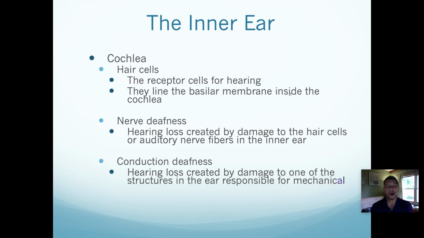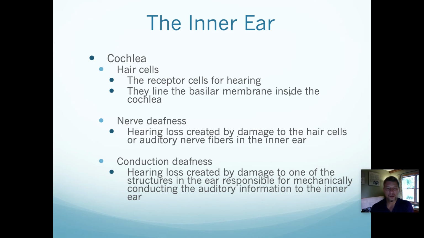Now, issues with the ear include nerve deafness and conduction deafness, which is difficulty in hearing. Nerve deafness is caused by damage to the hair cells inside the cochlea, or to the actual auditory nerve fibers inside the inner ear, from the cochlea into the brain.